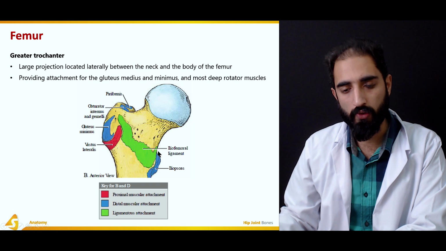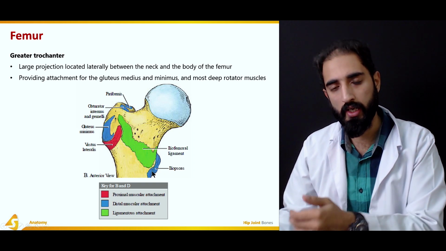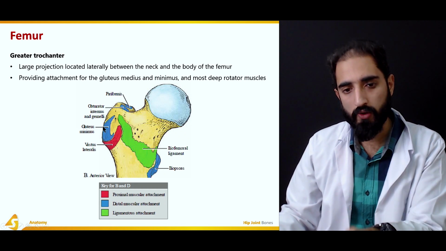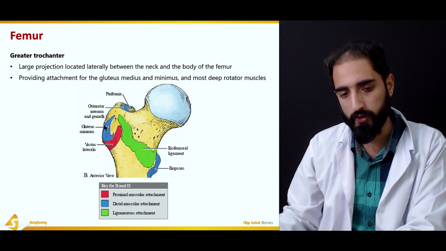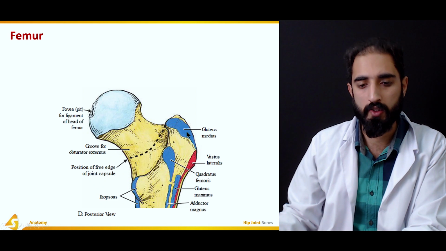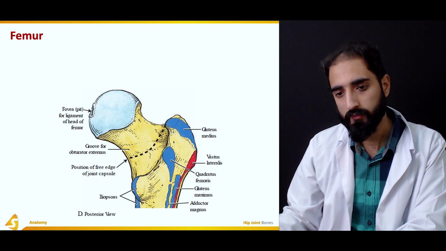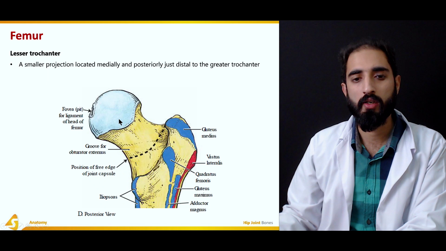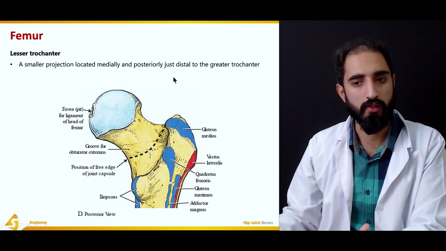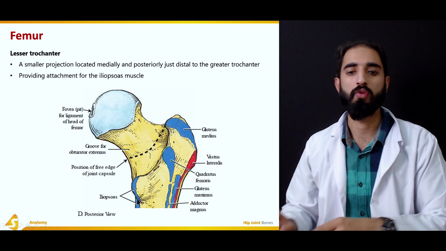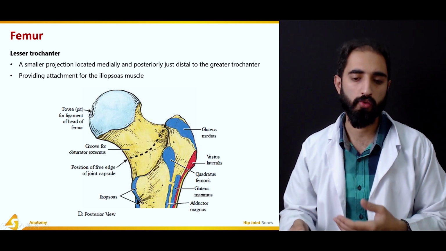And here we have the lesser trochanter, which is located medially and inferiorly, and here we have the attachment site for iliopsoas. We also have the attachment site for gluteus medius, which we can look at in the next slide. So here the gluteus medius, and on the other aspect we have the gluteus minimus, and here we can see that once again iliopsoas is also there. So the lesser trochanter is a smaller projection located medially and posteriorly, just distal to the greater trochanter, and it provides attachment for the iliopsoas muscle, which is a combination of the iliacus and psoas major.